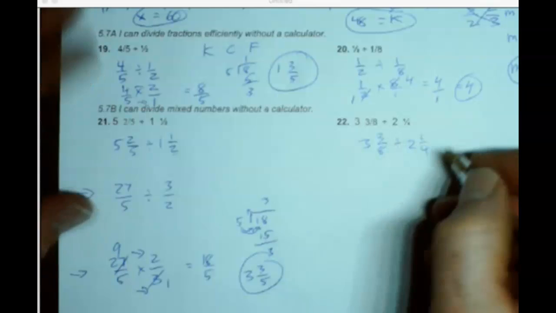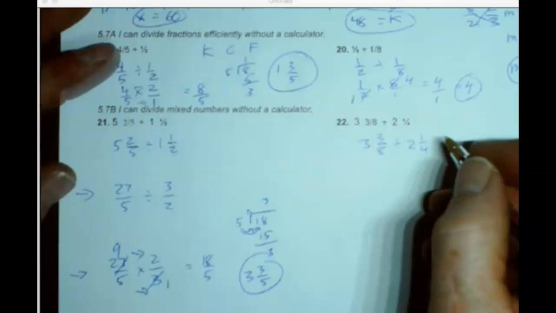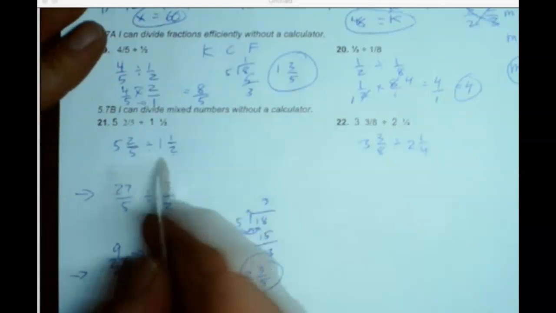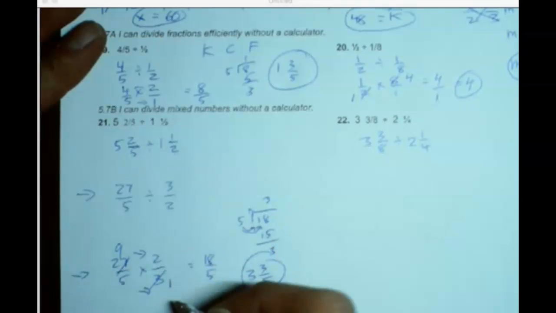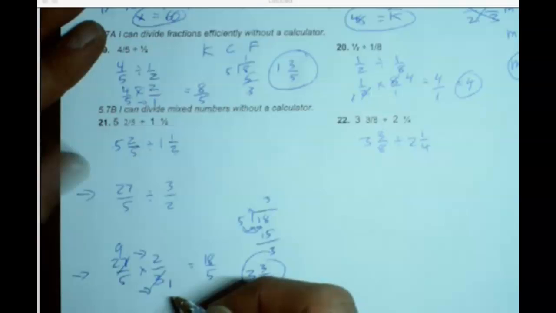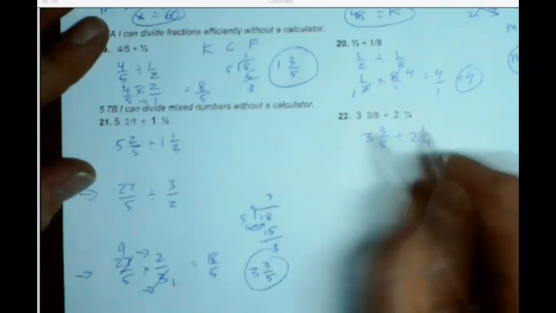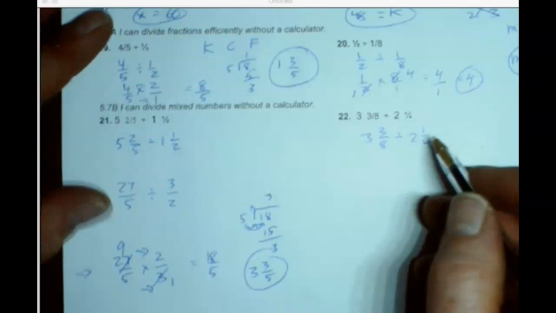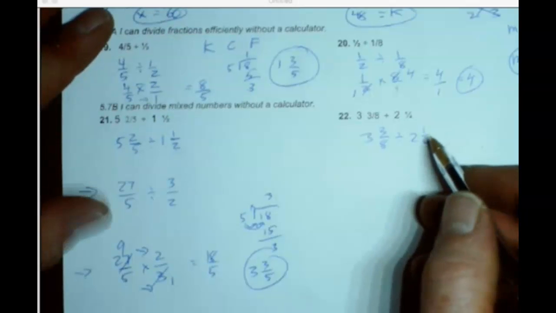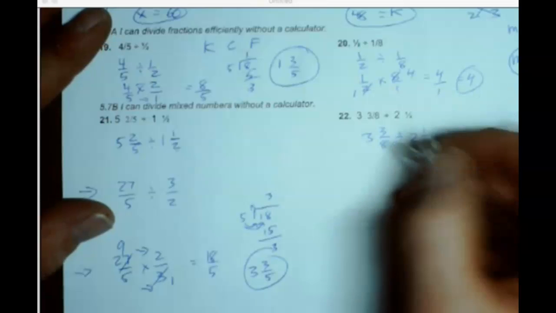All right, this one here, 3 and 3/8 divided by 2 and 1/4. My question is, are you willing to write the problem 3 times? Just copy it, change them to improper fractions, and then do the keep, change, flip. If you are, you're probably going to get it right. But a lot of you are just trying to multiply and do stuff in your head. It ain't going to work. I can't do it. I'm not that smart. I know you're smarter than me, but you can't do it either. Trust me.